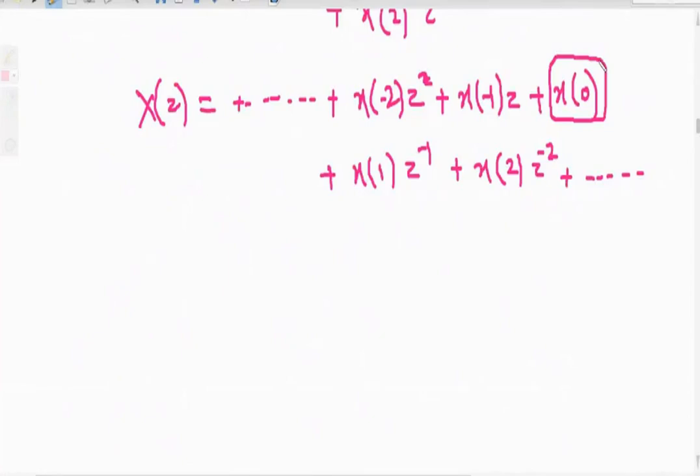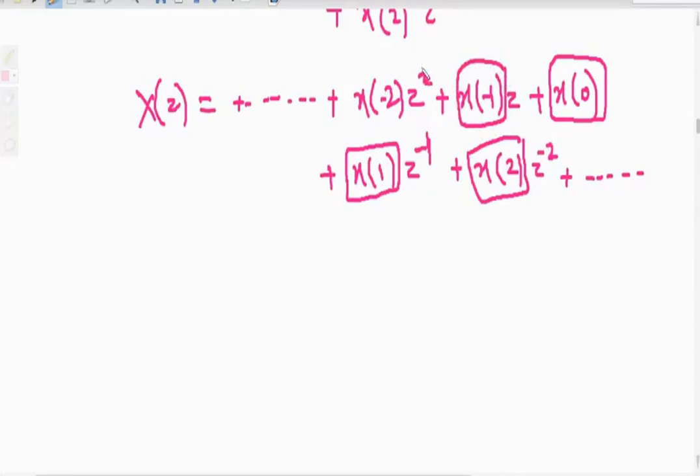Now, with negative power of Z, just like here Z raised to minus 1, we get the positive value of n. So that's why here it is x of 1. Now with negative power of z, z raised to minus 2, we are getting positive value of n, here x of 2. Here the power of z is negative, minus 2, but here we are getting a positive value of n, x of 2. Now here the power of z is positive, so we are getting a negative value of n. So here x of minus 1.